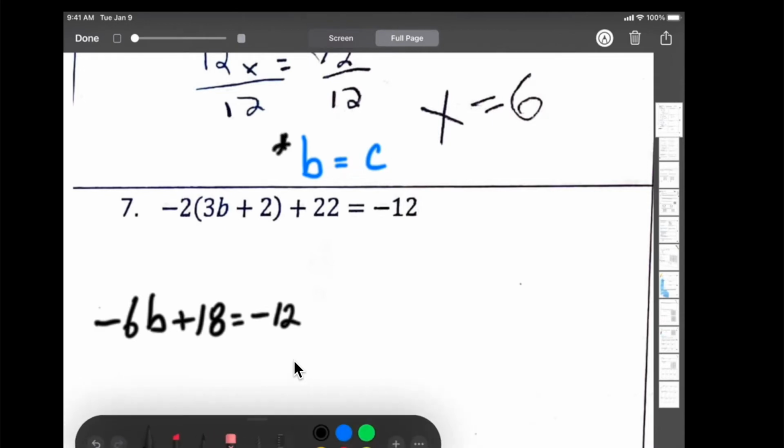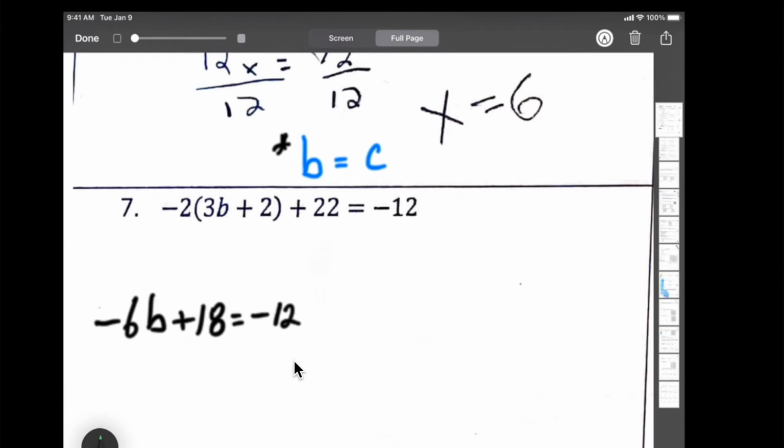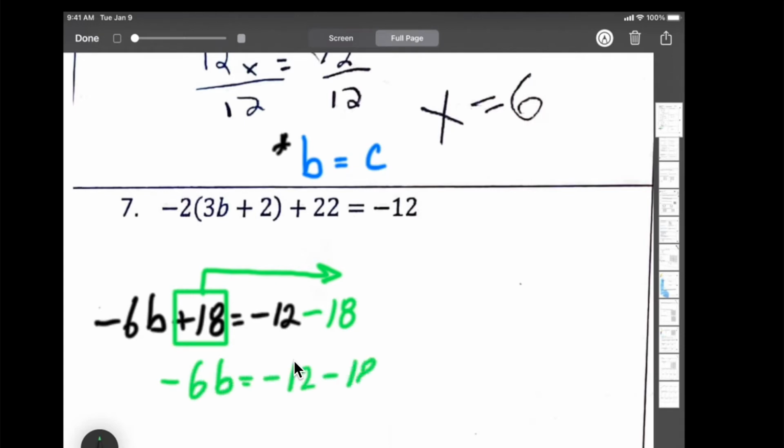Okay, we're going to take this positive 18. We're going to put a box around the number and the sign. We're going to move it to the opposite side of the equation, and in doing so, we're going to change the sign to -18. That's going to give us -6b equals -12 minus 18.